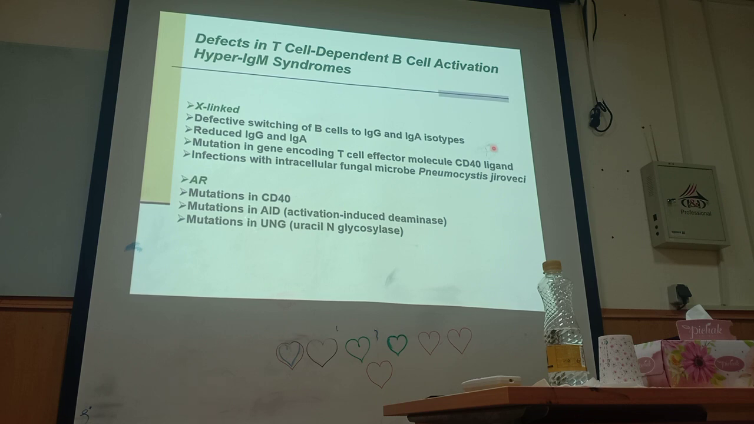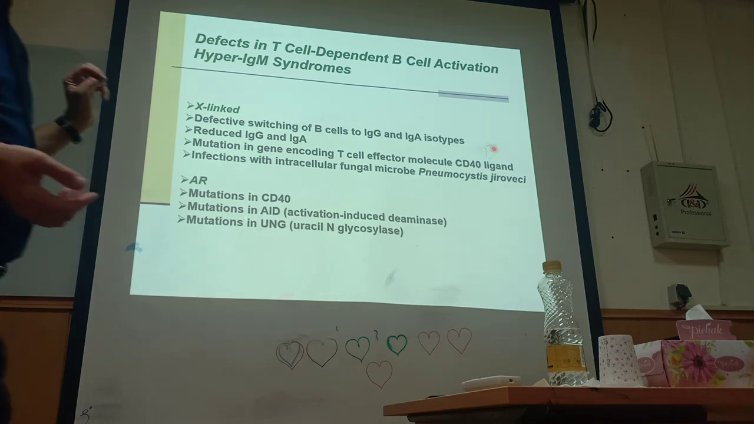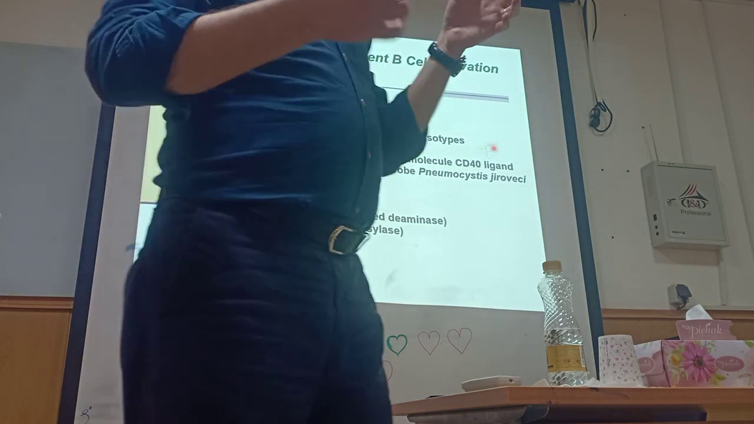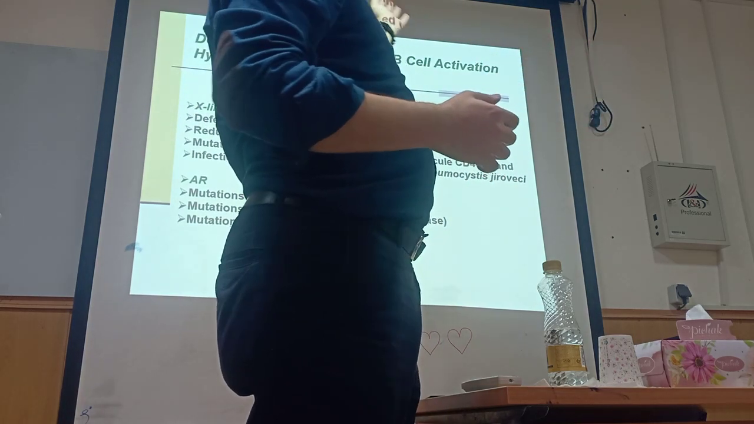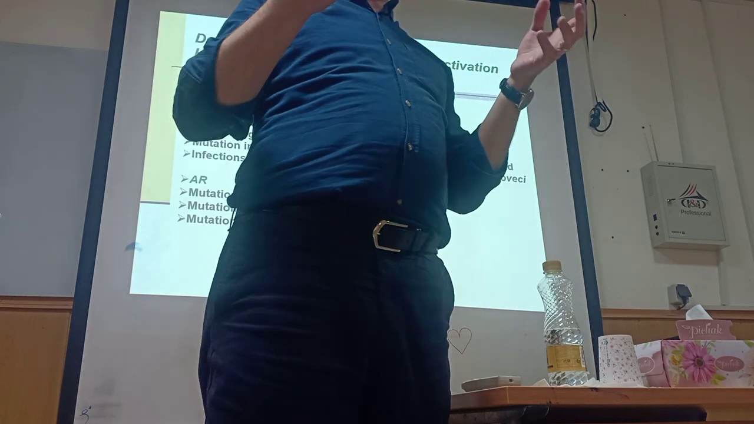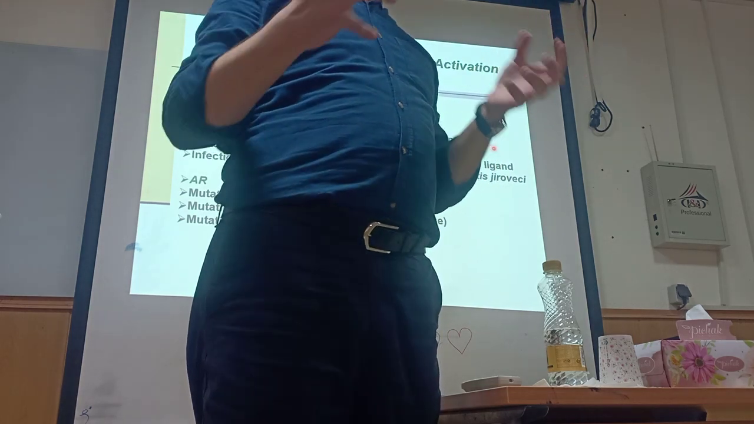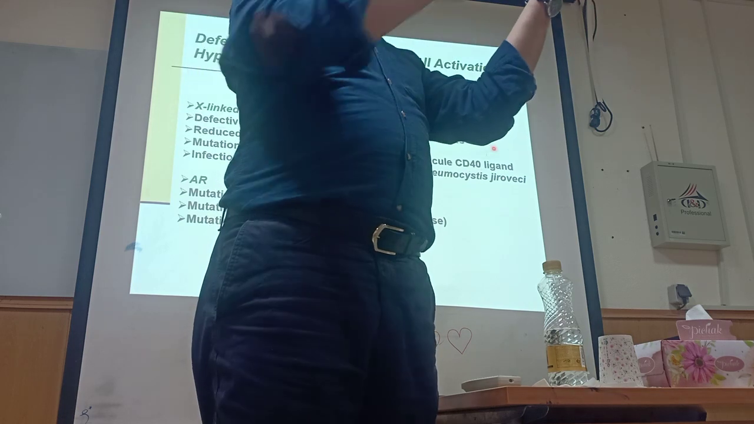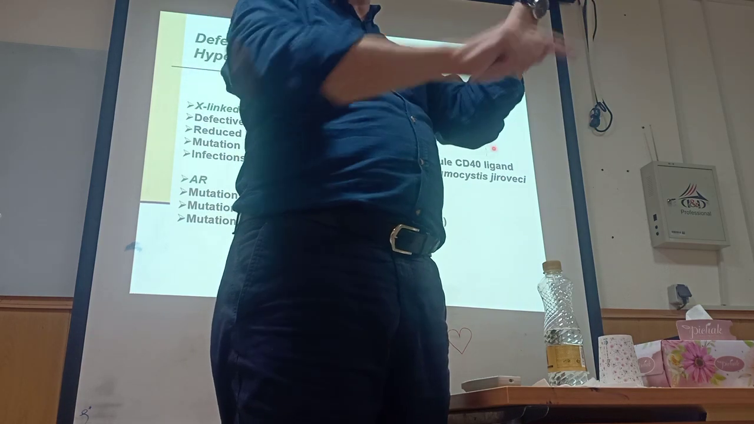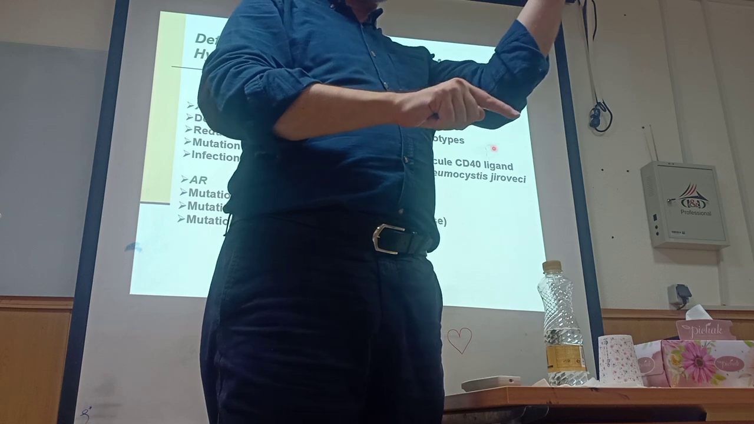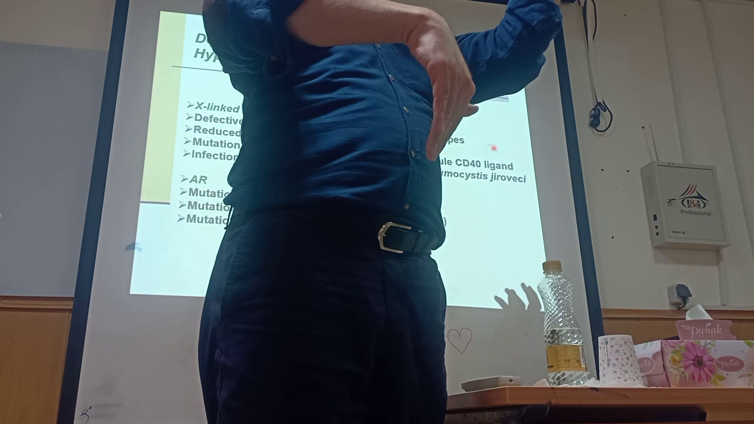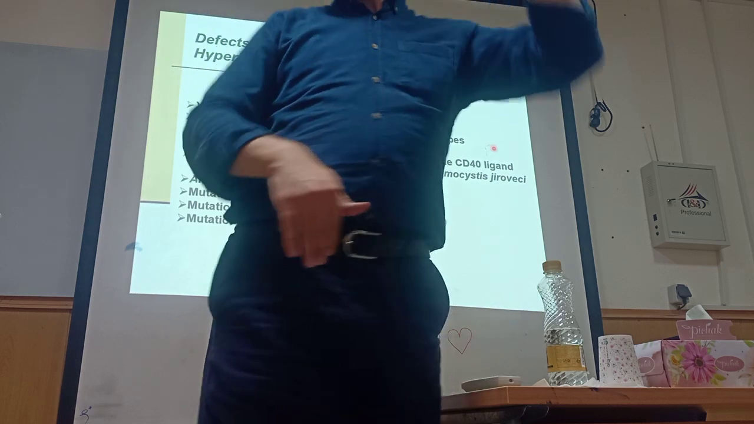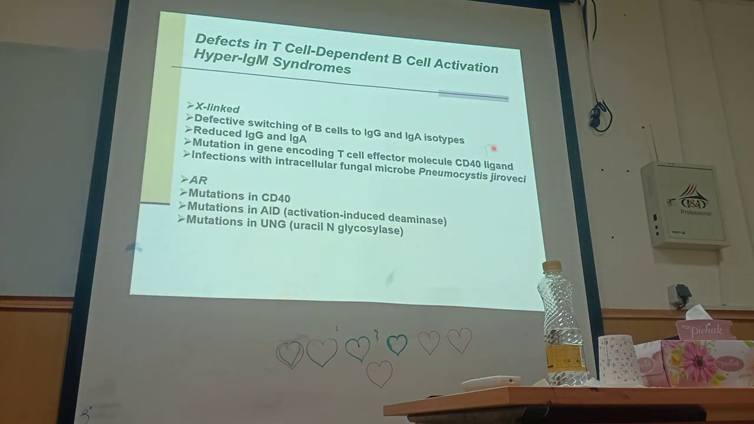Can you please repeat this point again? Hyper-IgM syndrome. In hyper-IgM syndrome, the defect is in T cell dependent B cell activation, and the mechanism is class switch recombination defects. So IgM cannot class switch to IgG and IgA. Okay, so IgM remains and increased, but IgG and IgA are low. Was it clear? Yes. Let's write something here to make it more clear for you.